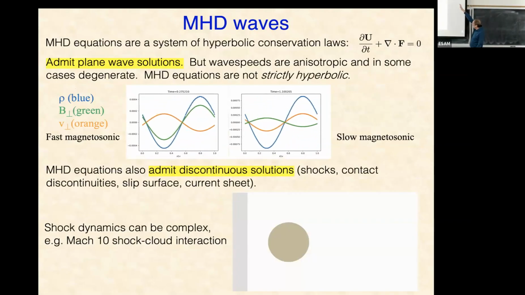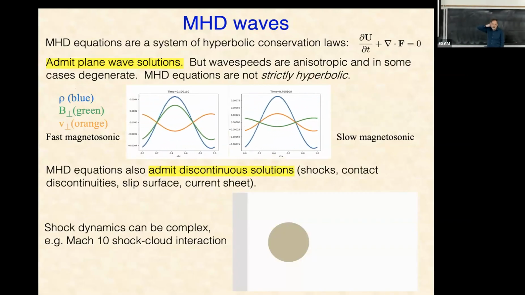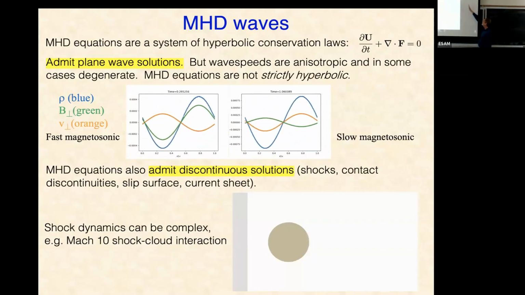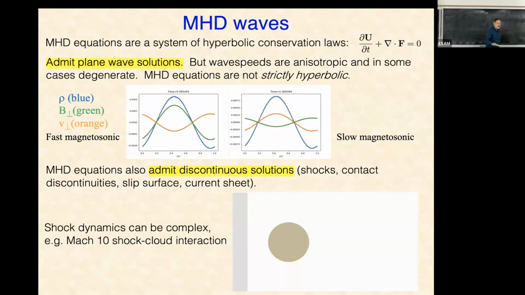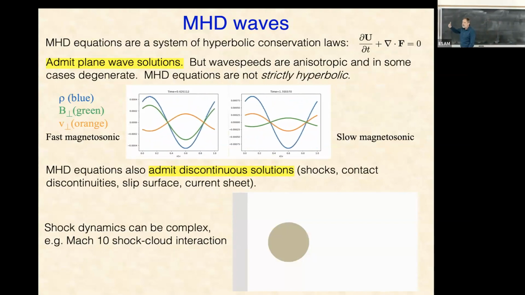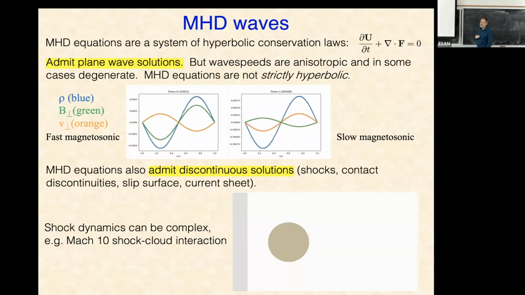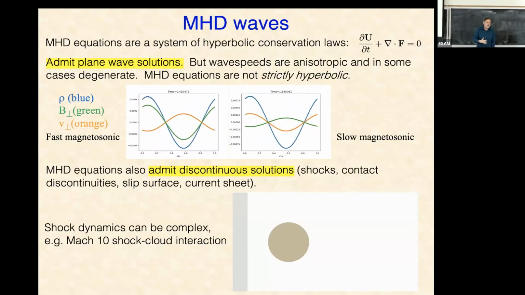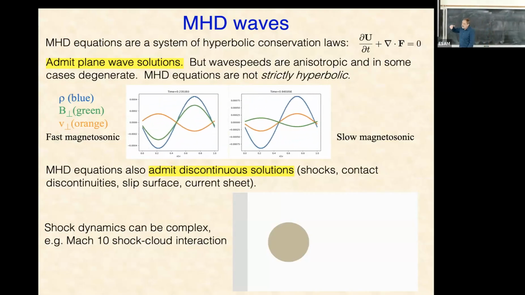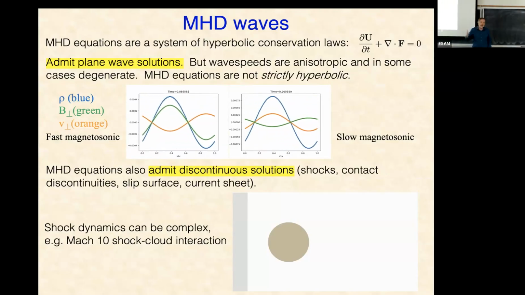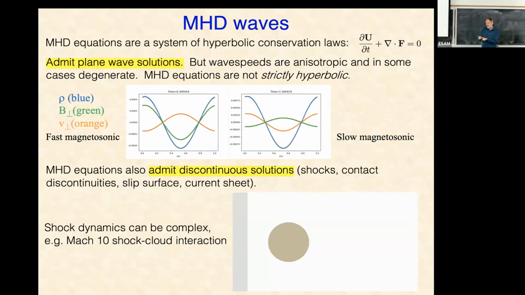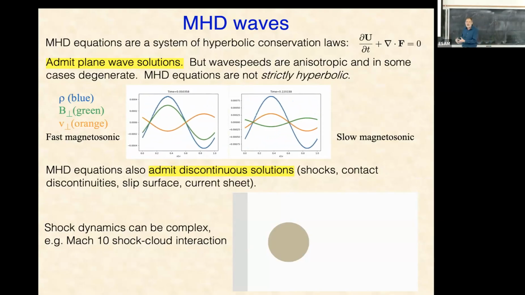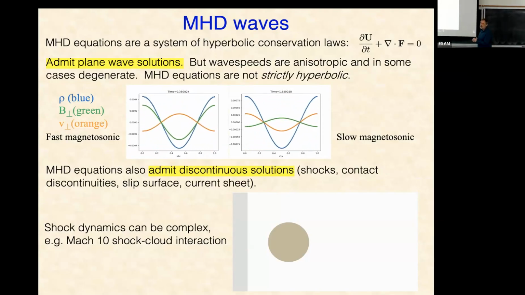So perhaps the most important property of these equations is that they're hyperbolic conservation laws. They can be written in terms of the time rate of change of some conserved vector u plus the divergence of a flux is 0. We know that hyperbolic conservation laws admit wave solutions, and so one of the most basic properties of these fluids is that they admit plane wave solutions. For MHD, there are 3 different wave families that are present: fast and slow magnetosonic waves and Alfvén waves. The wave speeds are anisotropic. The dispersion relation depends on the direction of the wave vector relative to the background magnetic field.